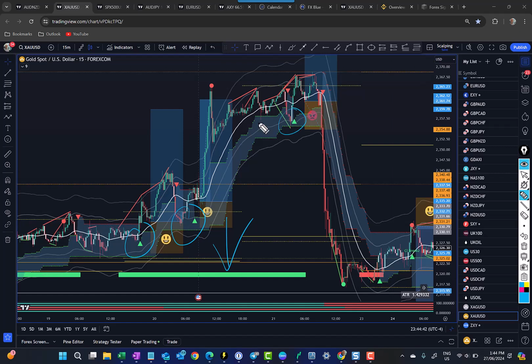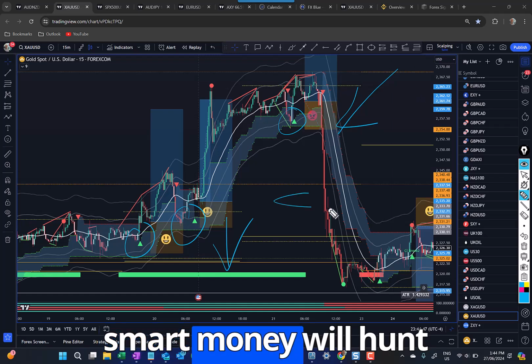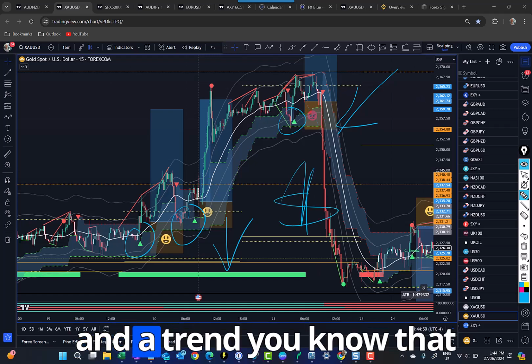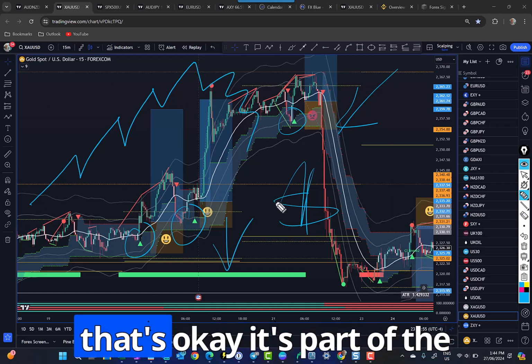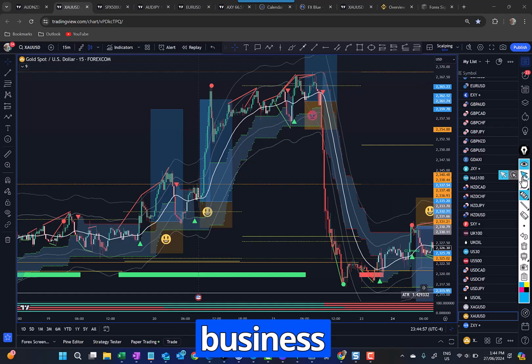Okay, that one didn't work out. At some stage you're going to get hit. Smart money will hunt stops, and a trend that we can take advantage of at some stage will roll over. That's okay. It's part of the business.